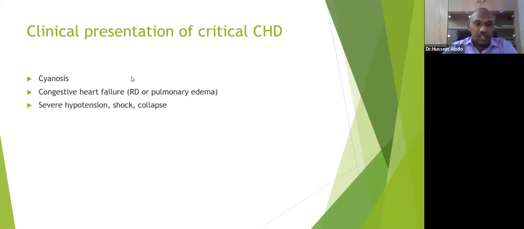What is the clinical presentation of critical congenital heart disease? These diseases might present with either cyanosis, congestive heart failure, or severe hypotension. Those who present with severe hypotension, shock and collapse include coarctation, hypoplastic left heart syndrome, and critical aortic stenosis. Those who present with cyanosis are the right-sided heart lesions, like severe tetralogy of Fallot and pulmonary atresia. Sometimes they may present with cyanosis and congestive heart failure, like truncus arteriosus or even hypoplastic left heart syndrome.